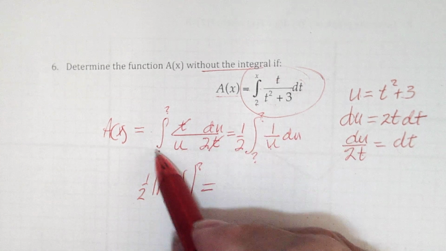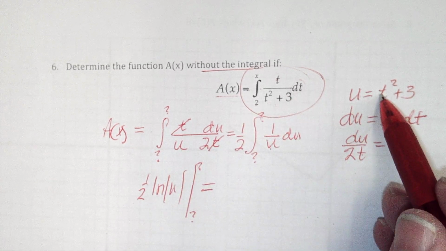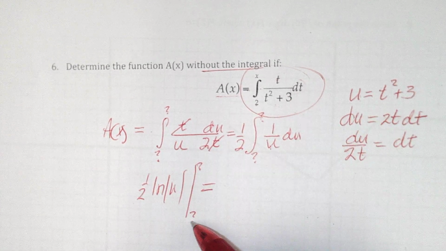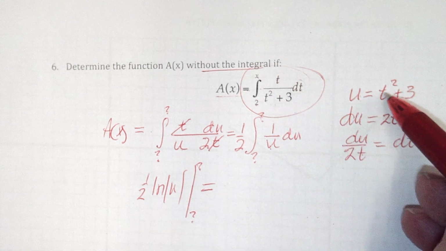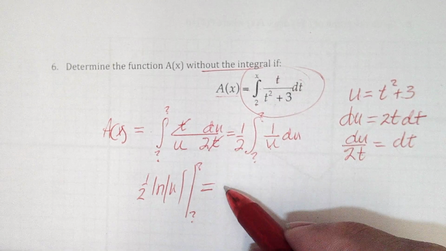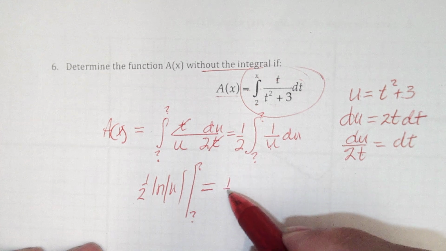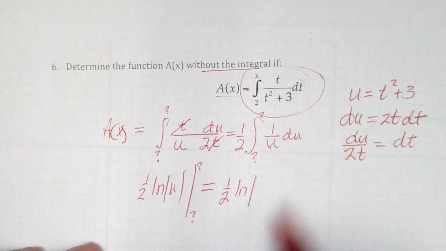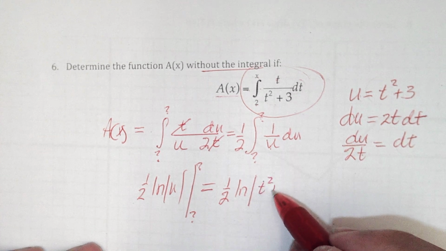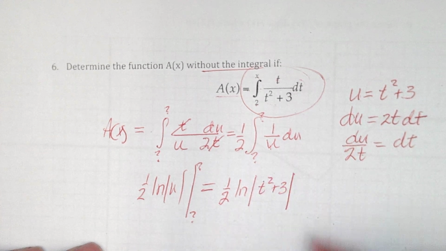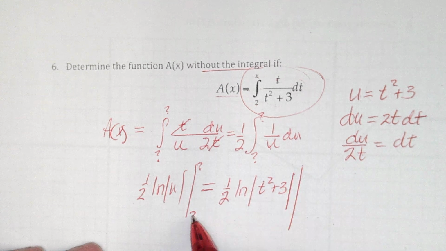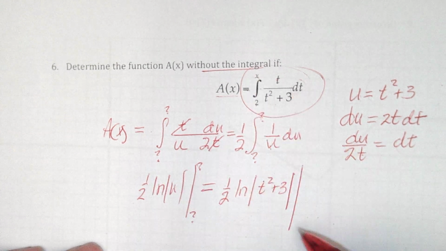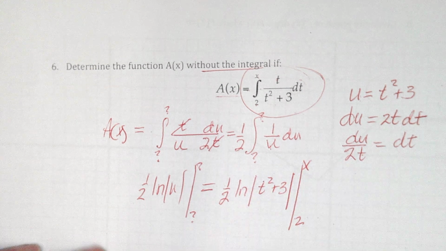Now I could have put the 2 into here for t and figured out what the u is on this side, and put the x in here for the t and figured out that one. But I'm going to switch it back, so this will be 1/2 ln absolute value of u, which was t squared plus 3. And I've got to evaluate that. Now I can go back to my t limits, 2 and x.